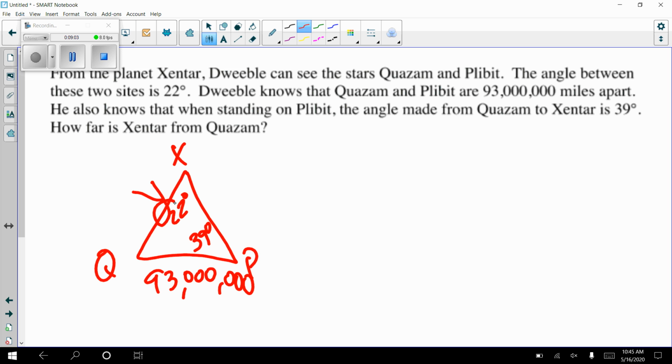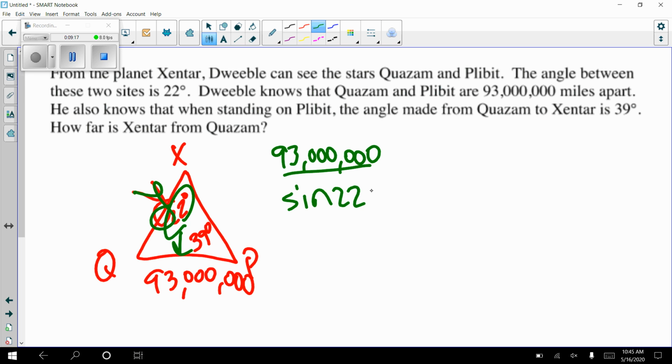let's use y there. That might make things easier because we already have an x, so we'll call that y. So we know an angle and an opposite side, so we can use law of sines. So if we put 93 million over the sine of 22, that would equal y over the sine of 39. Okay.